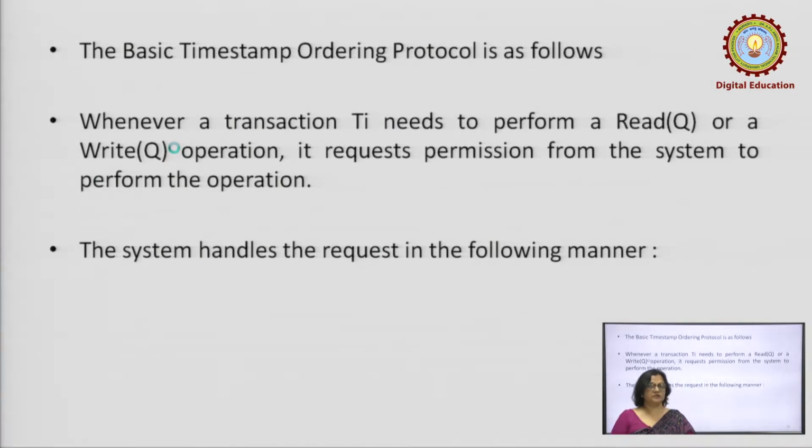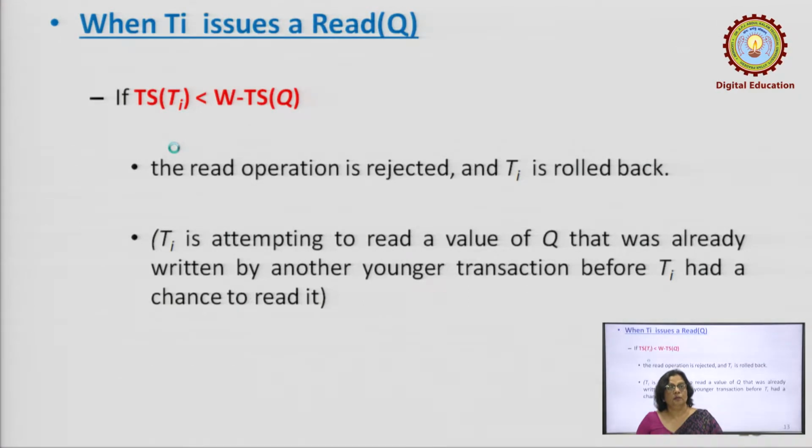So, the basic timestamp ordering protocol is as follows. Whenever a transaction Ti needs to perform a read(Q) or a write(Q) operation, it will request permission from the system to perform the operation, and the system will handle the request in the following manner. We will consider two cases. First, when Ti issues a read(Q), where Q is the data item, and second, when Ti issues a write(Q), where Q is the data item.